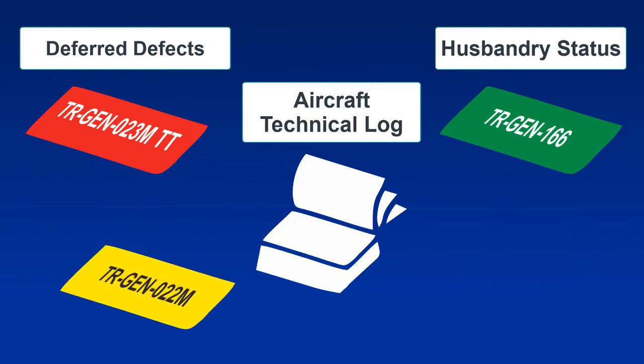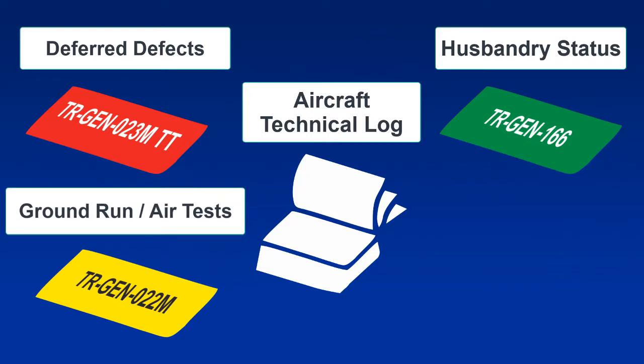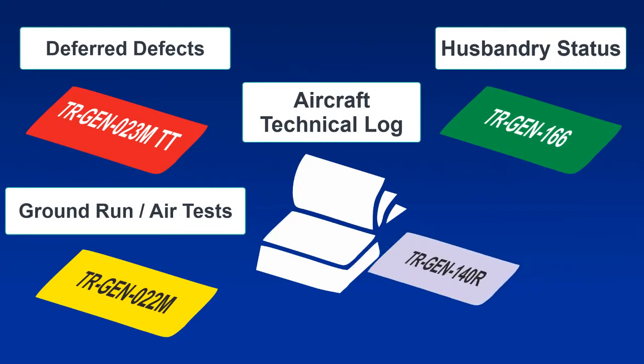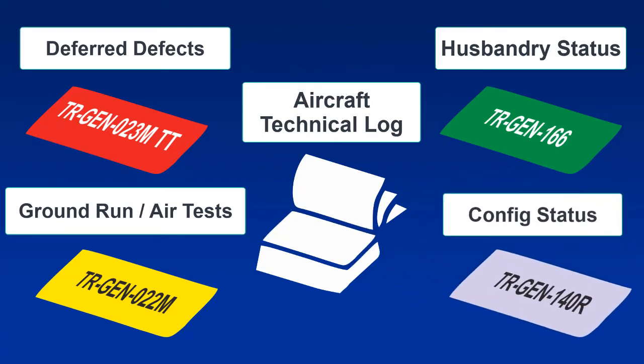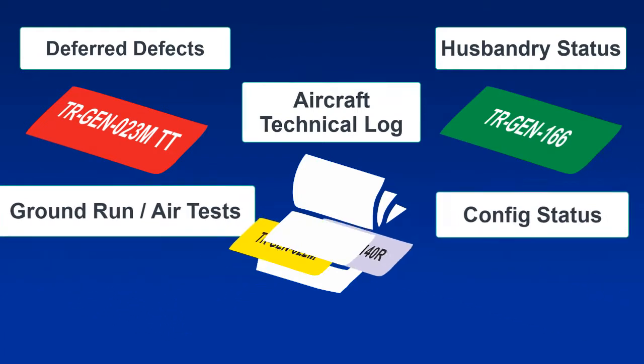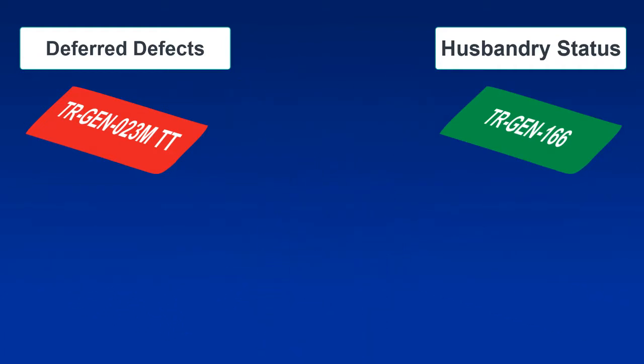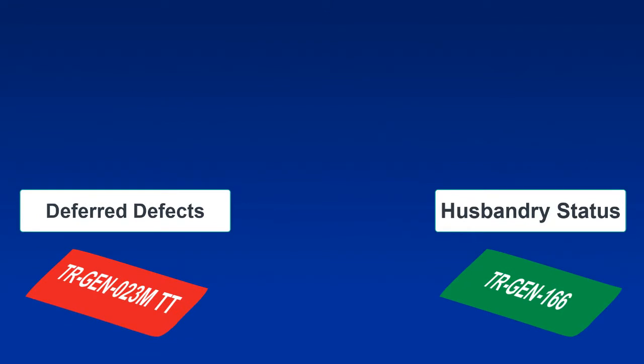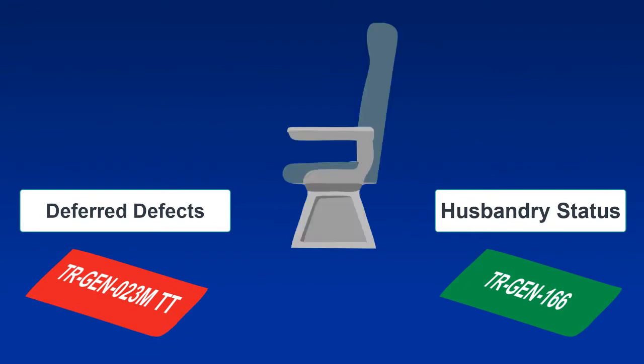The ground run or air test sheet has details of any tests required to be carried out either before or tests needed during flight. The aircraft configuration status sheet records temporary changes to the aircraft configuration, like passenger seat changes or cargo hook being fitted. Let's focus on the acceptable deferred defects list and the aircraft husbandry status sheets.